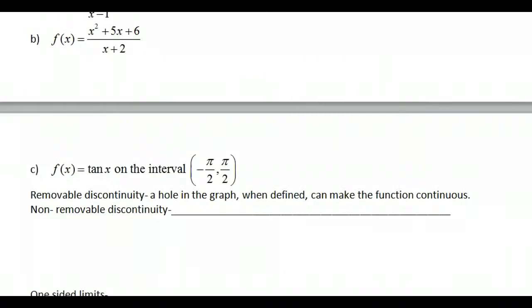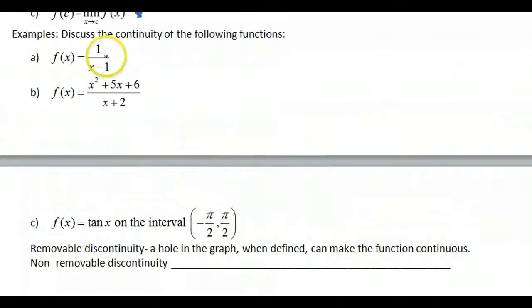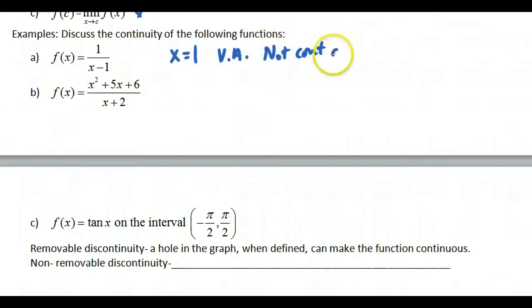So if we look at some examples, we have this one here, f of x is equal to 1 over x minus 1. I think you can see that at x equal to 1, we're going to have a vertical asymptote. And when we have a vertical asymptote, obviously it's not continuous. So it's not continuous at x equal to 1. Now you might say that on different intervals it's continuous. So from negative infinity to 1, it is continuous, not including 1. And from 1 to infinity, it is also continuous.